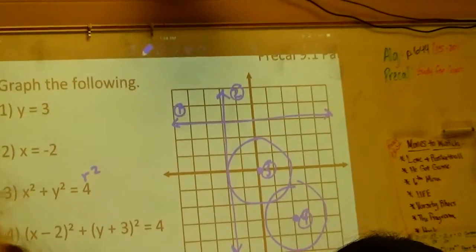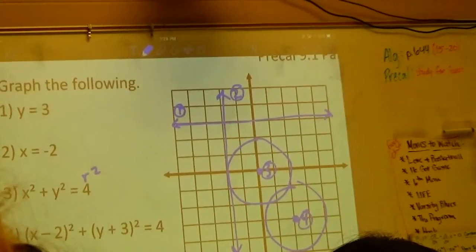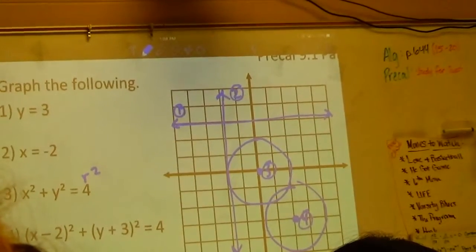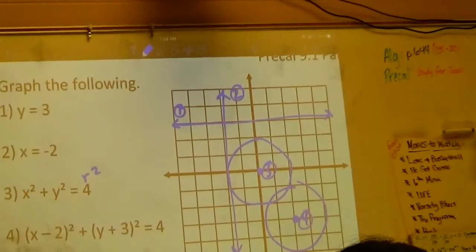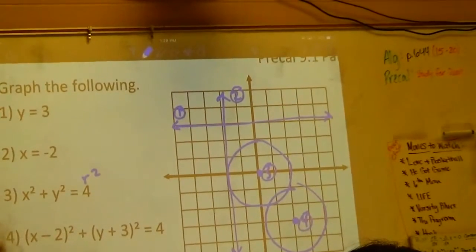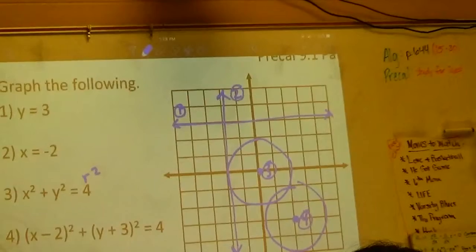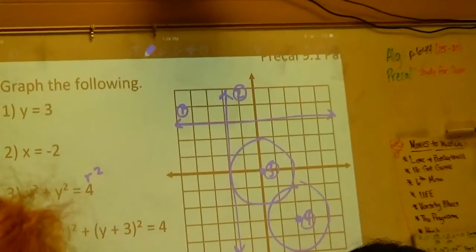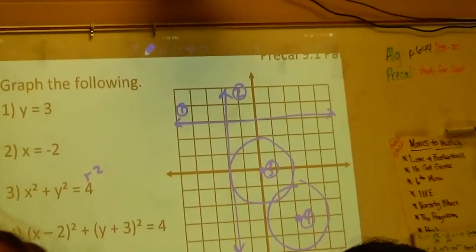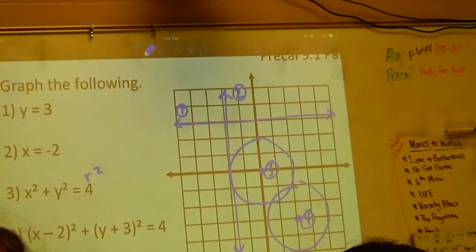Okay, I understand. So you move left to right and then up and down. That's correct. Opposite of whatever the sign is. If it says -2, it means I actually do +2. +3 means I actually do -3. Alright, so that's how we graph.